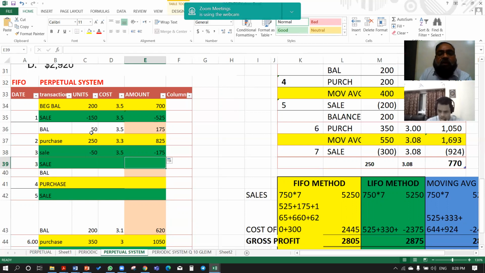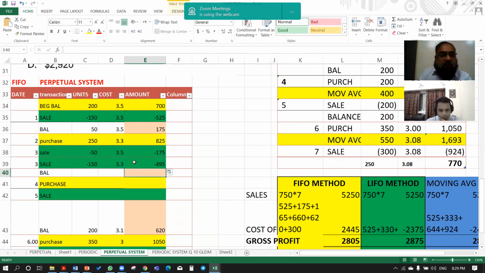So we had to sell 200 units, right? 50 we sold. So how many more we have to sell from the next lot? 150. What was the cost of purchase of the next lot? 3.3. So I think I should make it minus 150. So what will be the value if it is sold? 495. Minus 495.